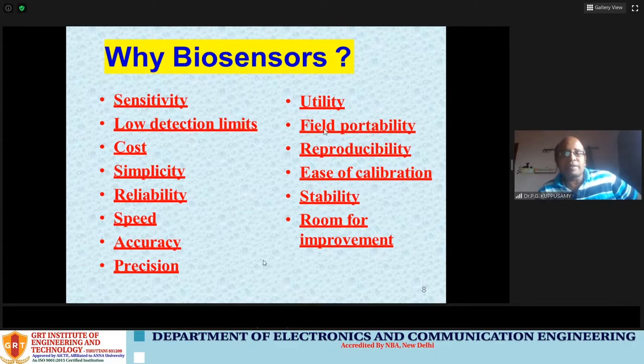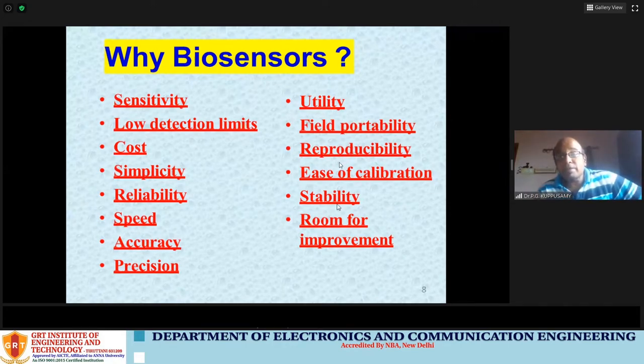The utility of the biosensor: when you are designing and utilizing your biosensor, how long it will last. That's very important. Field portability is very important. Reproducibility is very important. Once you are using that biosensor, you cannot throw it away. You should know how to use your biosensor, and easy calibration. Whether upper level people or lower level people, they should know how to calibrate the biosensor. Take the glucose monitoring system, for example.